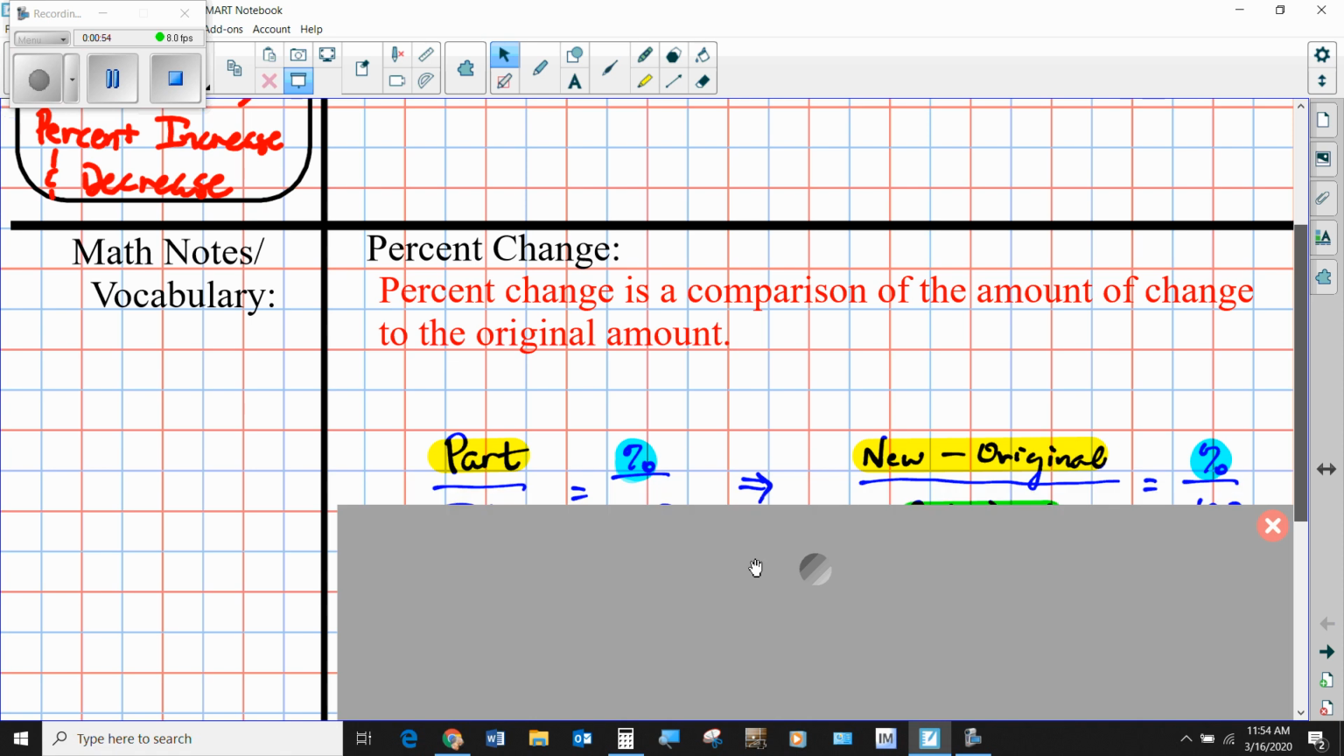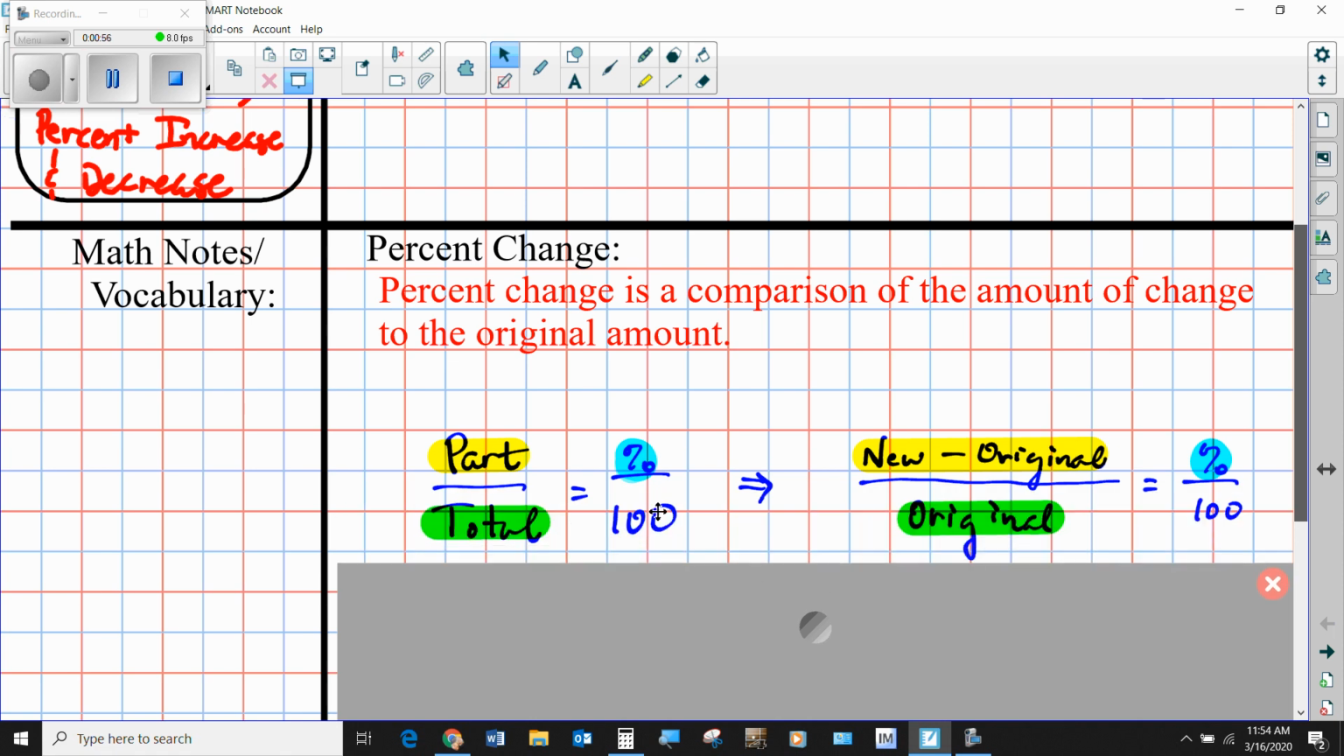As we're working through the process, we're going to have to use our familiar percent proportion, which in previous lessons we've learned was part over the total is equal to the percent over 100. So if you can take this ratio of the amount of change over the original amount, you can convert that ratio into a percent, which will give us our answer for the change.